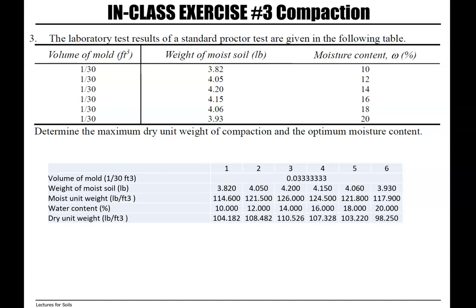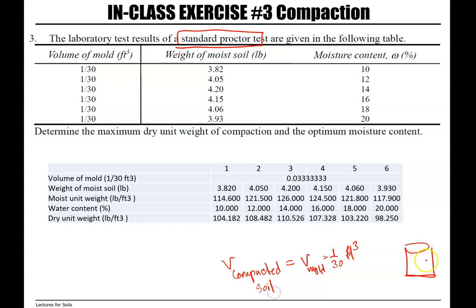Exercise number 3 is from compaction. So we have the laboratory results of a standard Proctor test. We have volume of mold. So we have this mold. Volume of mold is 1/30 of a cubic foot, and that's equal to volume of compacted soil. We compact our soil in here.